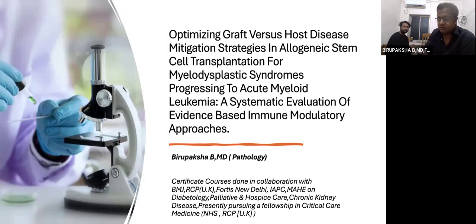So what are the keywords out here? The keywords out here are graft versus host disease, mitigation strategies in allogeneic stem cell transplantation. Let's forget about MDS and AML for the time being, because these are blood cell dyscrasias. So this is the goal of the entire thing. Optimizing graft versus host disease mitigation. How to reduce GVHD.